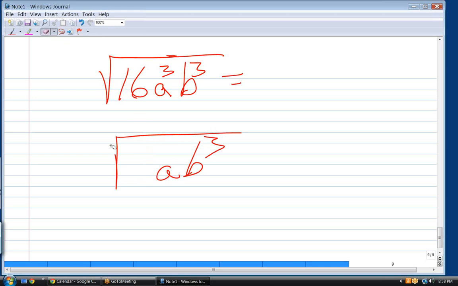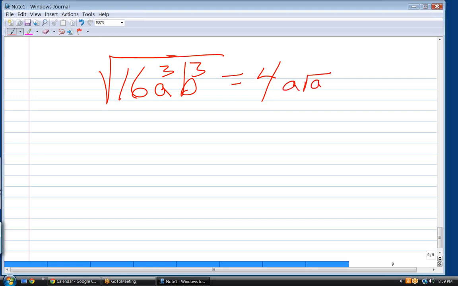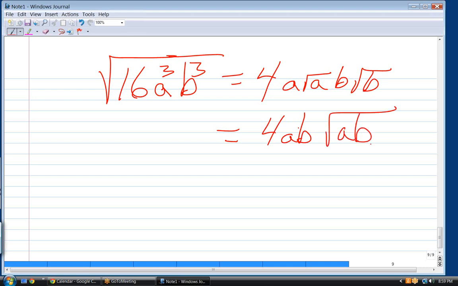So how do we do it? What's the answer going to be? Do it piece by piece. What's the square root of 16? 4. What's the square root of a cubed? a square root of a. And what's the square root of b cubed? b square root of b. Now put them all together. We can combine the radicals. So 4ab square root of ab. You got it.